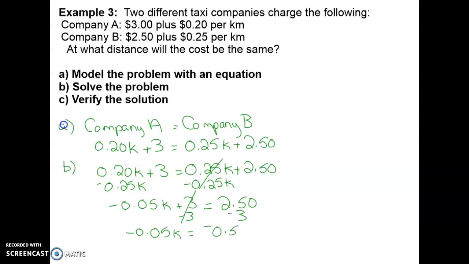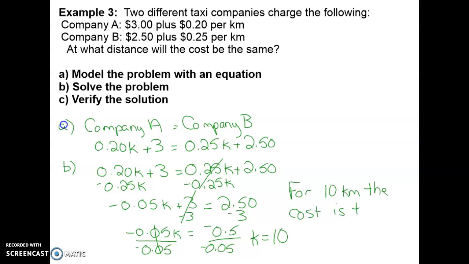Now all I have to do is divide both sides by negative 0.05. And I find out that k is going to be equal to 10. So for 10 kilometers, the cost is the same. So it doesn't matter which taxi company you go with. If you have to travel 10 kilometers, both of them are going to charge you the exact same amount.